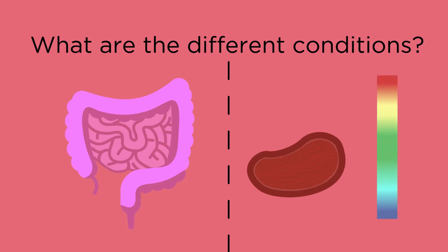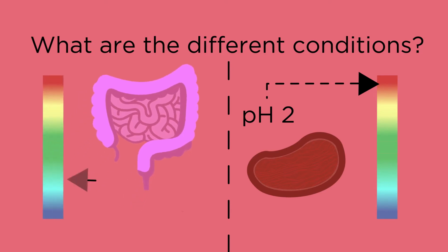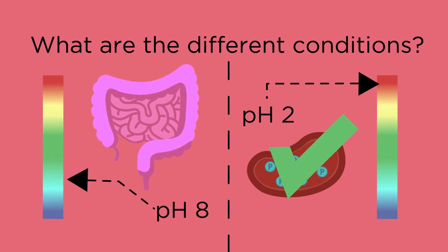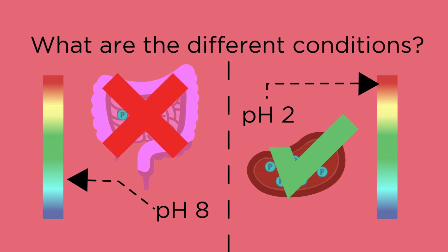Whilst the stomach is very acidic and has a pH of about 2, the small intestine has a higher pH of about 8. Protease enzymes, which work well at pH 2, don't work at pH 8, which is why different protease enzymes are needed in the small intestine.